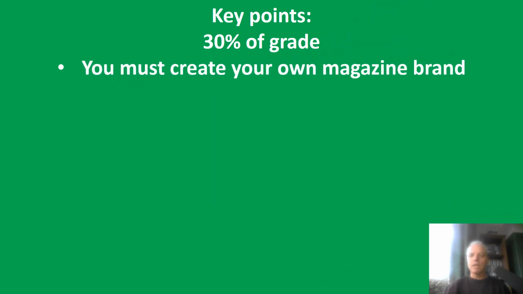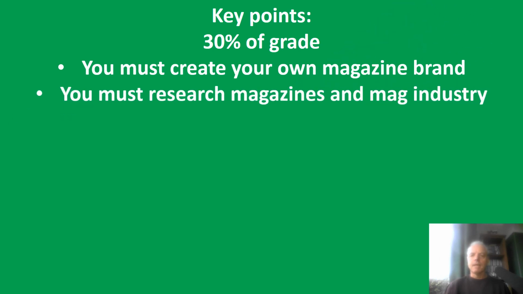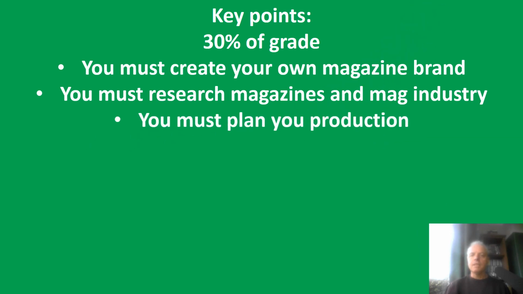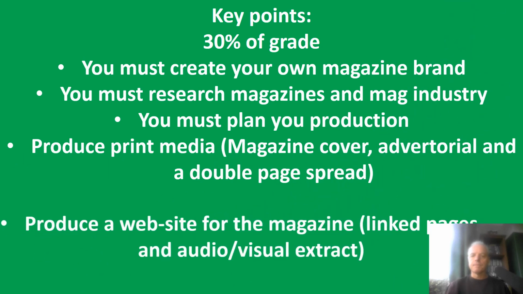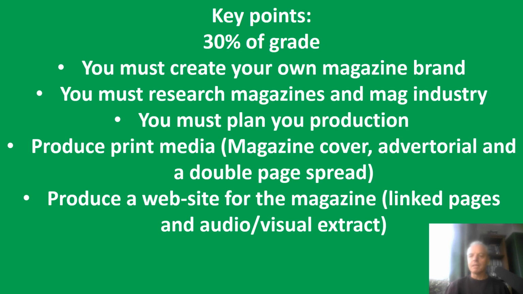You have got to create your own magazine brand. In order to do this, you've got to research magazines and the magazine industry. You've got to plan your production once you've done that research. We're currently in the research stage. And then you've got to create some print media and a website for your magazine brand that includes some audiovisual material as well as other images.